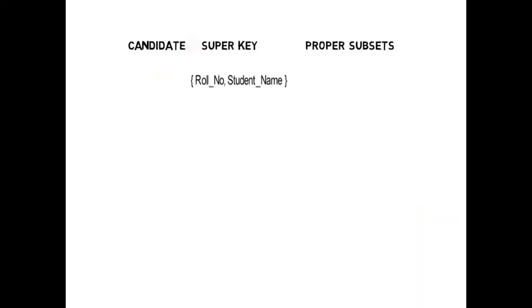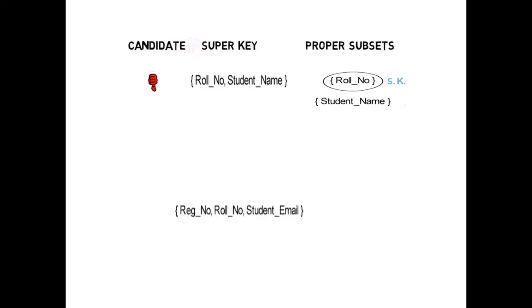Now again, we will go for the same one, that is the roll number and the student name. Together these act as a super key. So out of this, what is the proper subset? Roll number and student name. The roll number is already seen as a super key, but the student name is not available as a super key. But already one attribute is available, and that's why this one is also not eligible to become a candidate key.